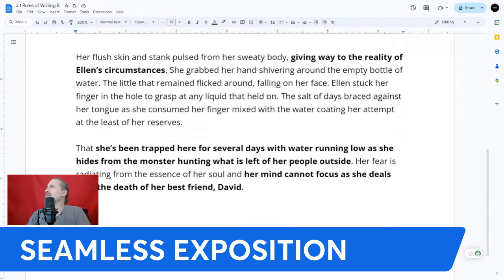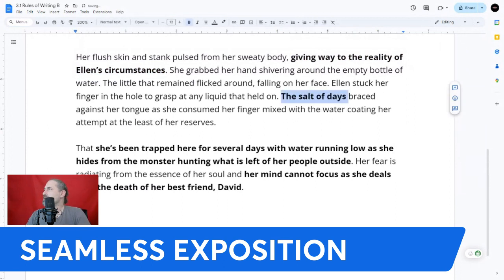Now I took this exposition. There's also more exposition. So she grabbed her hand, shivering around the empty bottle of water. The little that remained flicked around, falling on her face. Ellen stuck her finger in the hole to grasp at any liquid that held on. The salt of days, that's exposition, because that means many days. This is technically exposition. It means that many days have passed. I'm not showing that. I'm just telling you that the salt of days, the days have passed.